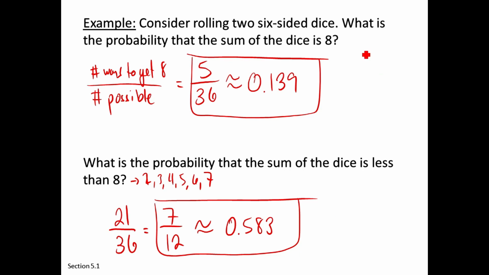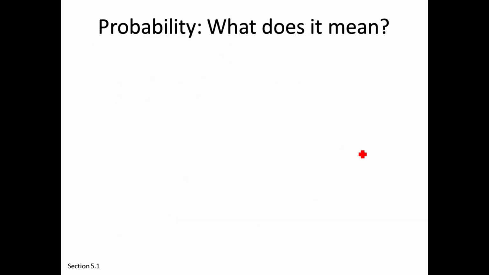I think most of us have a pretty intuitive understanding of probabilities already. But one thing to think about is what does it actually mean to be a probability? Like, for example, we just saw the probability of rolling an 8.